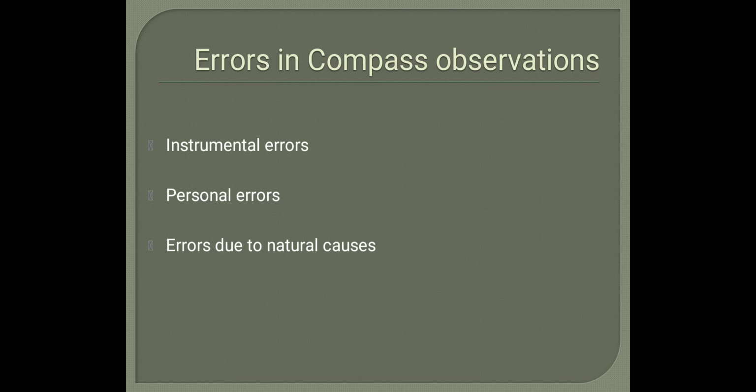What are the errors in compass surveying? Similar to chain surveying, compass surveying also has three kinds of errors: errors due to the instrument, personal errors, and natural errors.